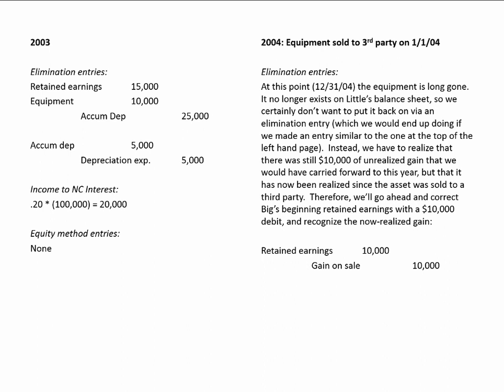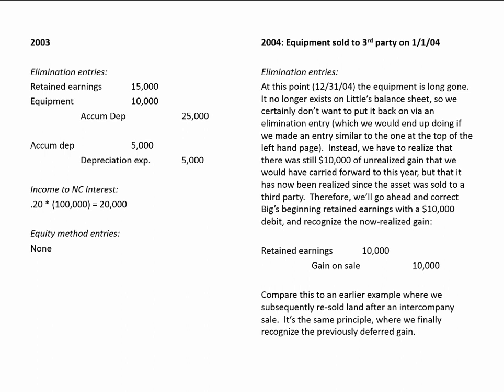Instead, we have to realize that there was still a $10,000 unrealized gain that we were carrying forward to 2004, and that gain has now been realized. So we're going to go ahead and recognize that $10,000 gain, which again has been deferred and was being carried forward. And for the last time, we have to adjust Big's beginning of year retained earnings. Now, you can compare this to an earlier example where we subsequently resold land after an intercompany sale. It's the exact same principle. We've got this previously deferred gain, which is finally being recognized because the earnings process was completed via the sale of this asset to an external party.